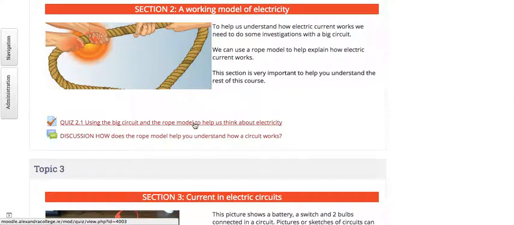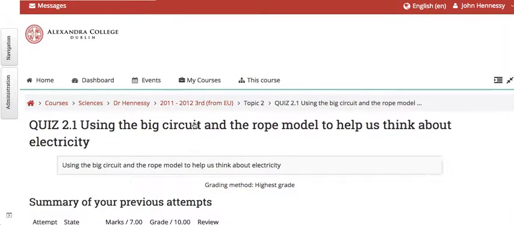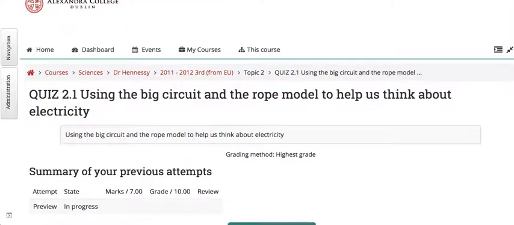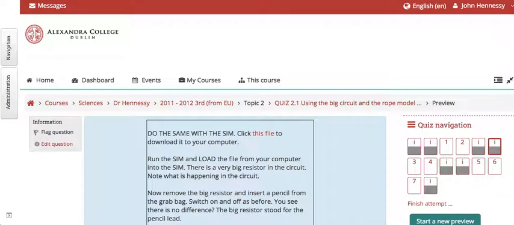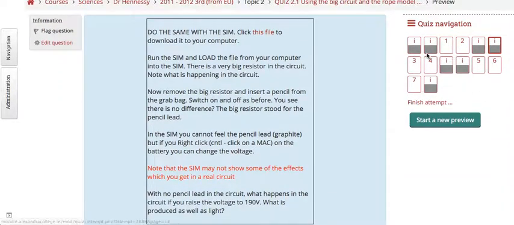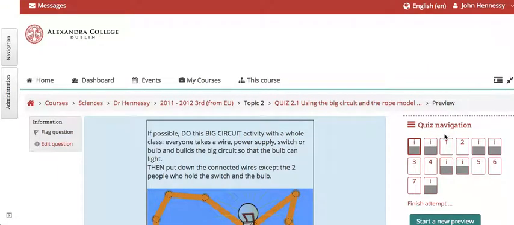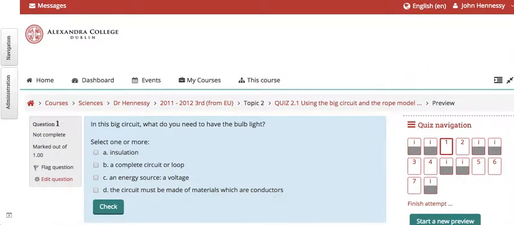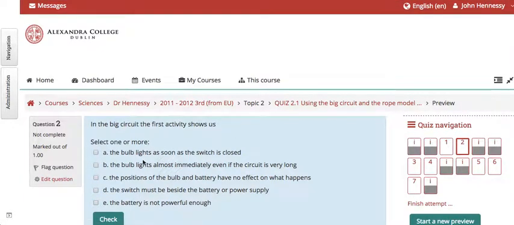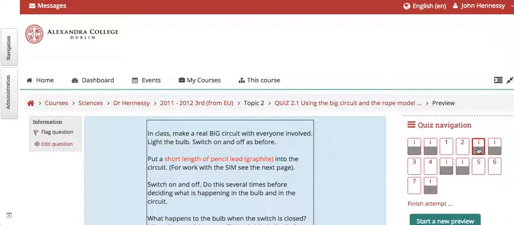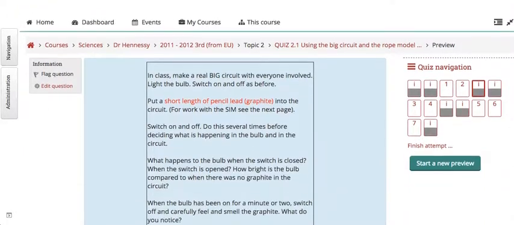So, for example, here's one of the quizzes on the big circuit and the rope model. We just give a flavour of this. And so the quiz was built to help students understand rather than simply recall. And so we have questions where more than one answer is correct. And so the student has to consider various elements of this, and this particular example is based on the rope model activity and the big circuit model.